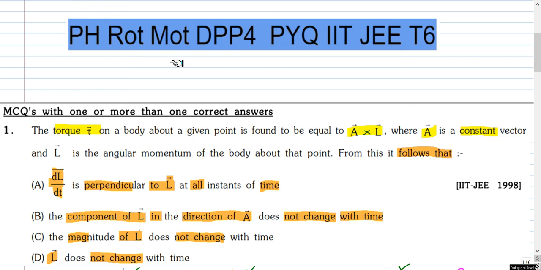In this video, I will discuss some rotational motion problems from previous question papers of IIT JEE. This is the first question. These are multiple choice questions, more than one correct answers.